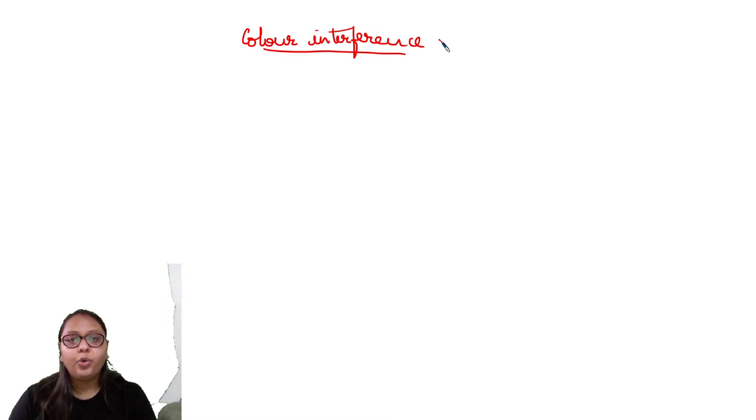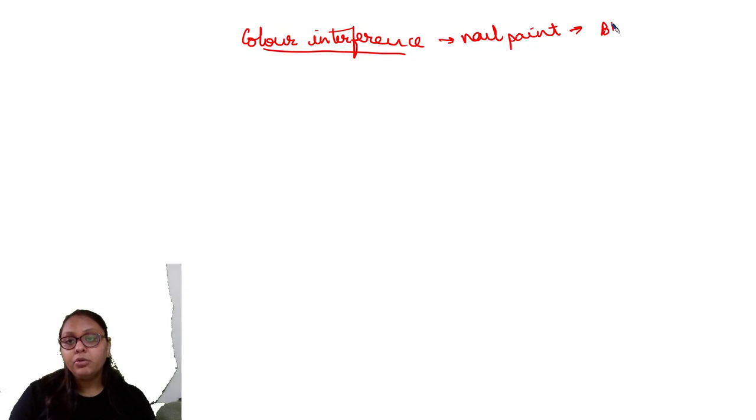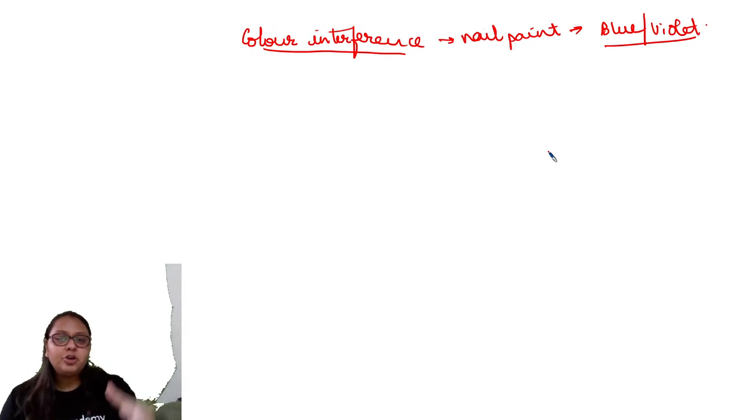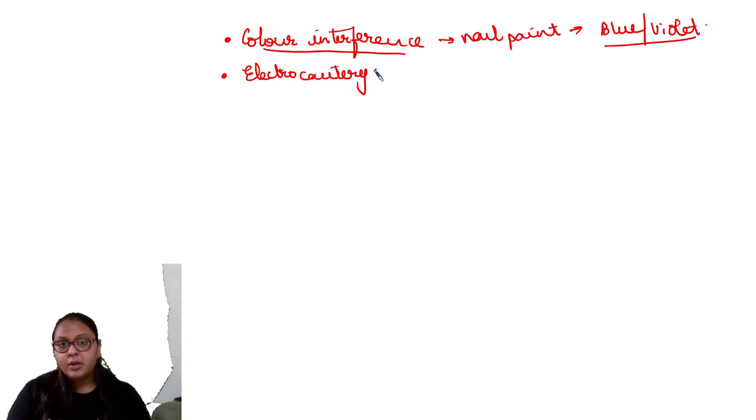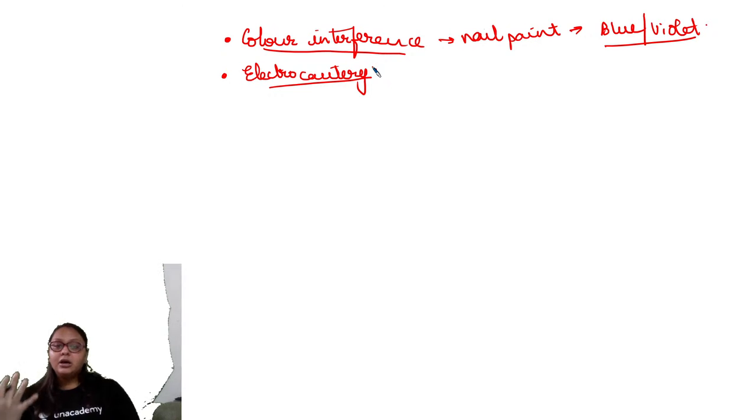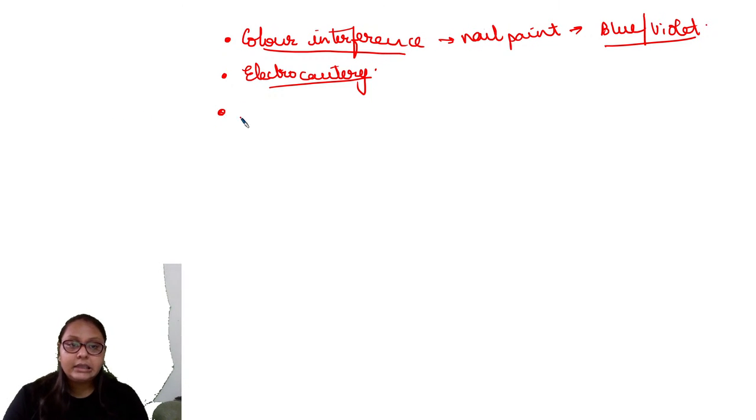Okay, you would have seen in the OT, whenever a patient comes, if there is nail polish, mostly we remove that nail polish, especially if the nail paint is of blue or violet color, it interferes with the absorbance of light and it can give us false values. Therefore color interference is one. And secondly, because of electrocautery also we can have falsely low values in case of pulse oximeter. Other, BP cuff.